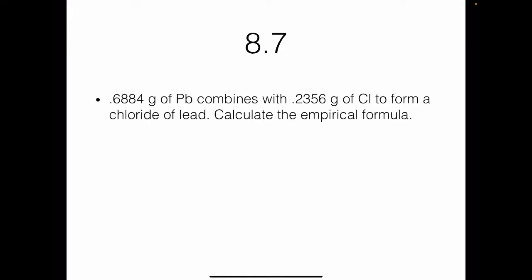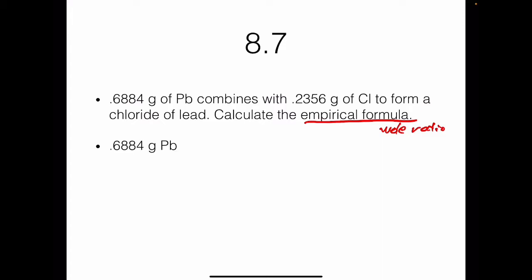So a sample problem might say: 0.6884 grams of lead combines with 0.2356 grams of chlorine to form a chloride of lead. Calculate the empirical formula. Remember, identify empirical formula and think about what that means. That means mole ratio. So what we want to figure out here is the mole ratio of lead to chlorine. And if we want to find the mole ratio, that means we have to first convert to moles. This doesn't rely on repeating those steps, but you are welcome to do it that way.